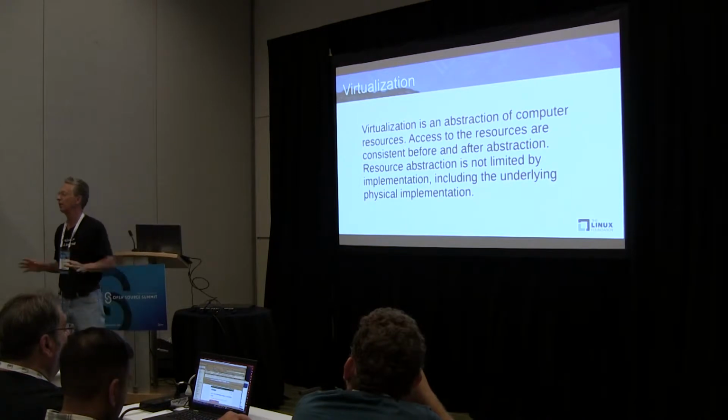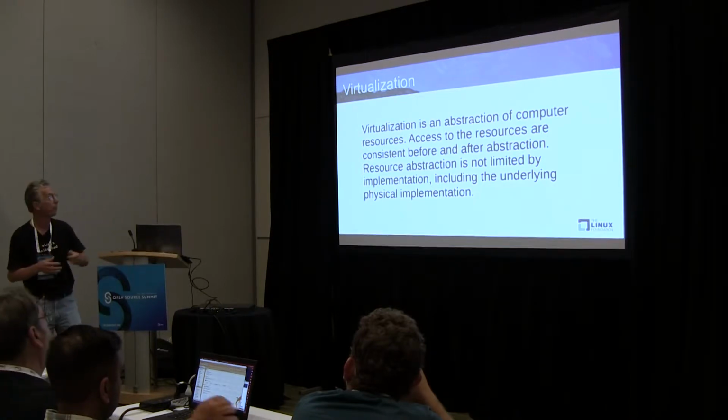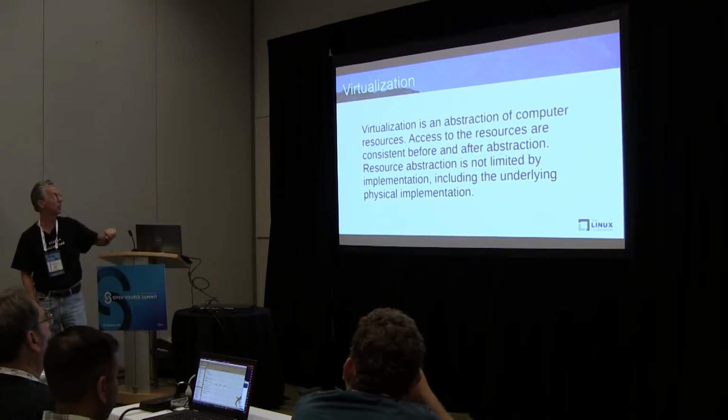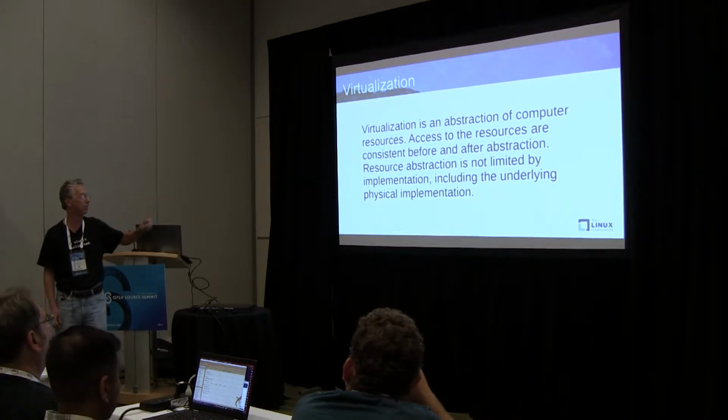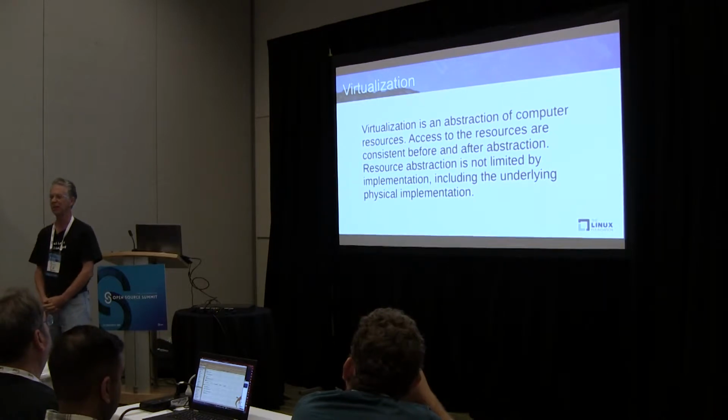So as we get into this, let's start out. What is virtualization? Well, virtualization, as this says, is an abstraction of computer resources. Access to resources are consistent before and after the abstraction. Resource abstraction is not limited by implementation, including underlying physical implementation. That's a nice thing. What does that mean? Let's translate in English.